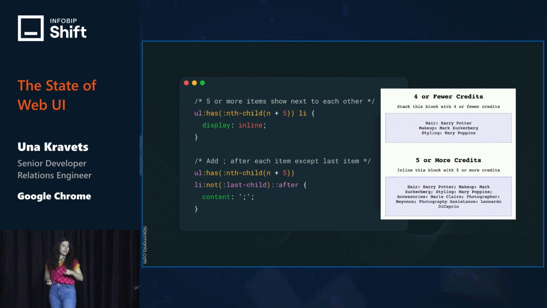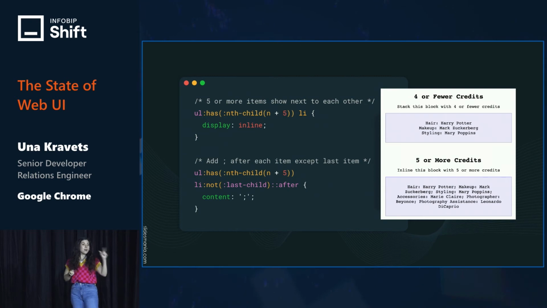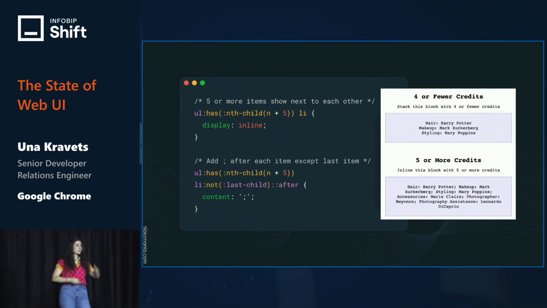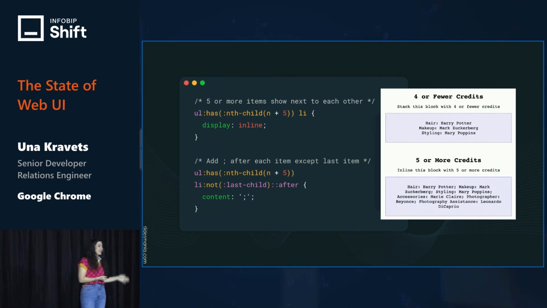So I can write ul:has(:nth-child(n+5)), and then on the list item that I'm styling, I can say not last-child, and then ::after is where I'm actually styling on the pseudo-element. So adding content there to separate it. I don't know, I think it's pretty cool. I think has is cool.